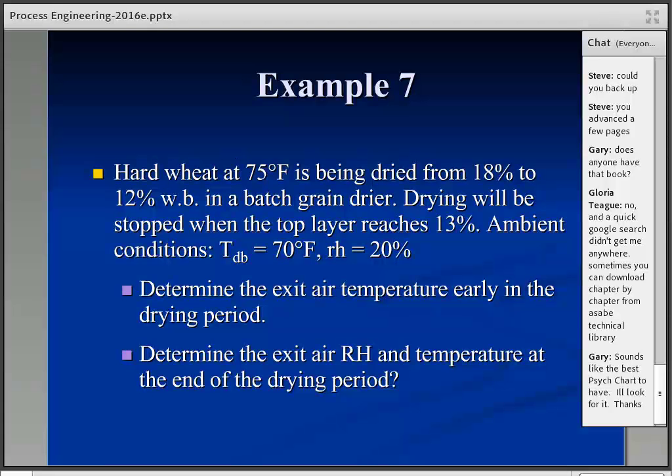We're asked for two things: the exit air temperature early in the drying period. So I was just talking a lot about that early in the drying period. You know the conditions, and you can be sure of the conditions. Determining the exit air humidity and temperature at the end of the drying period. Now that depends on the problem statement. In this case, we said we're going to stop the drying when the top layer reaches 13%. So we've specified what's going on at the end of the drying period. So in this particular problem, we know what's going on because it was specified. It's the case of 13% moisture at the top of the dryer. So we should be able to make that calculation too, just like we can always make it early in the drying process.